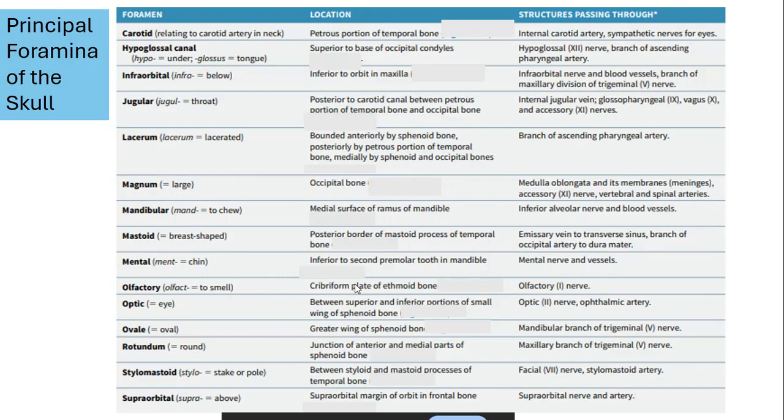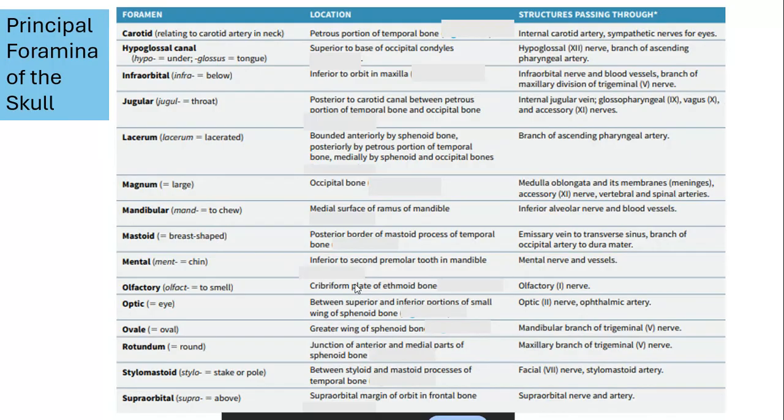Lacerum, lacerated, bounded anteriorly by sphenoid bone, posteriorly by petrous portion of temporal bone, medially by sphenoid and occipital bone. So that's foramen lacerum, lacerated. Branch of ascending pharyngeal artery passes through lacerum. Magnum means large. Occipital bone. Medulla oblongata, just remember the name. Magnum: medulla oblongata and its membranes, meninges, accessory nerve, vertebral and spinal arteries.